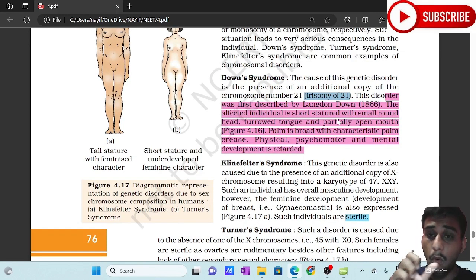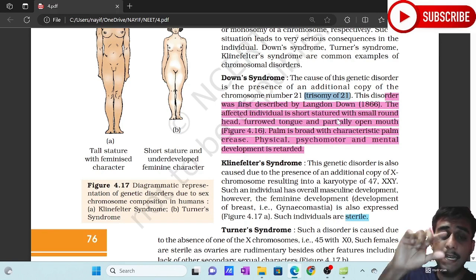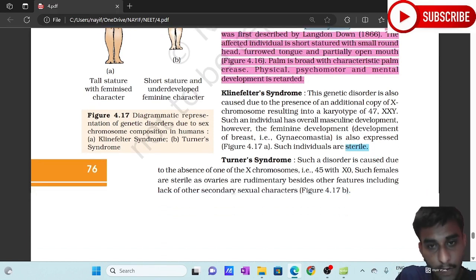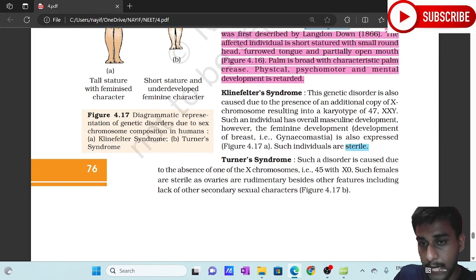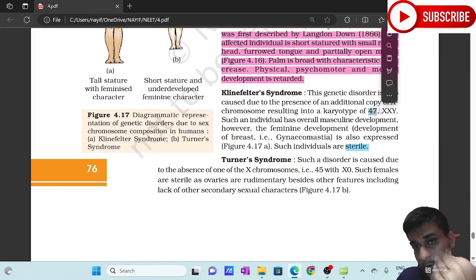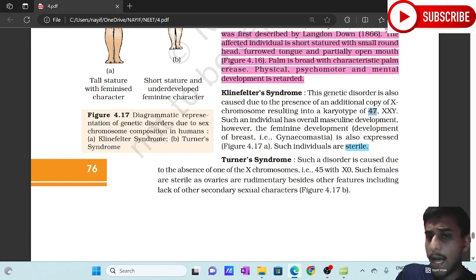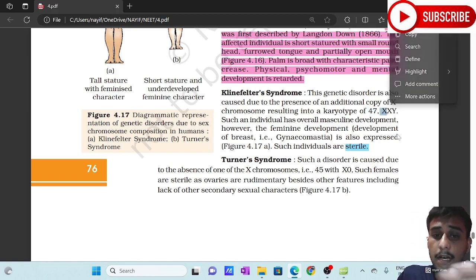And what is the genetic number? 47, with trisomy 21. So this is the case of Down syndrome. In Klinefelter syndrome, we know the total number is 47 because it is an example of trisomy, and an extra copy of X is found in the individual.